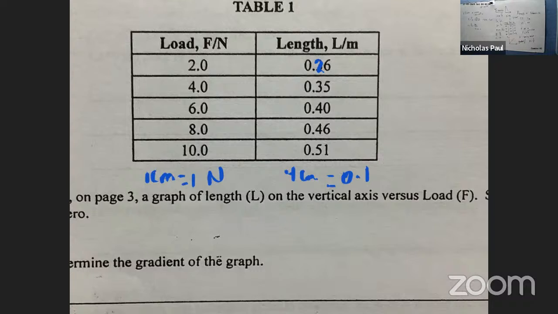Right, the force is there. That's the force part that is there. And this is the next part.